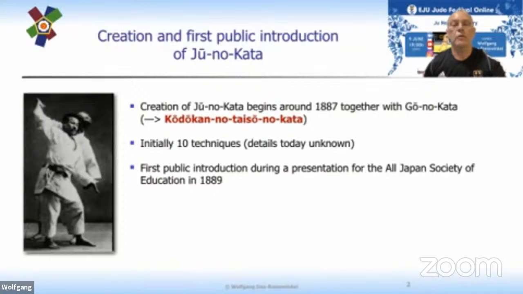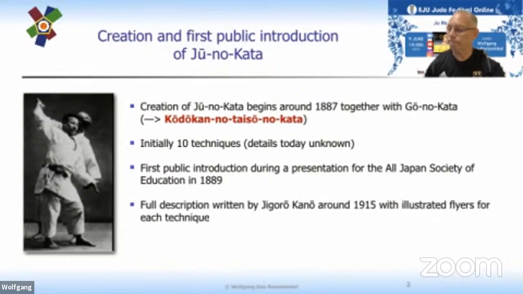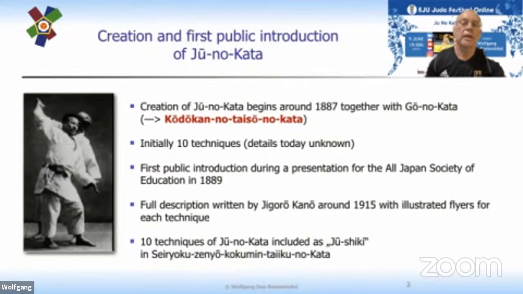The first public introduction was during the presentation for the All Japan Society of Education in 1889. Jigoro Kano gave a big lecture and introduced judo to the Education Society. Later he wrote a full description around 1915 with illustrated flyers for each technique. So Judo Kata was already expanded to 15 techniques in about 1915. Later, when Seiryoku Zenyo Kokumin Taiku no Kata was formulated, a part of Judo Kata was included as the Sotai Renshu, the partner exercises. Kano Jigoro had chosen 10 techniques of Judo Kata, and this was named the Ju-Shiki.